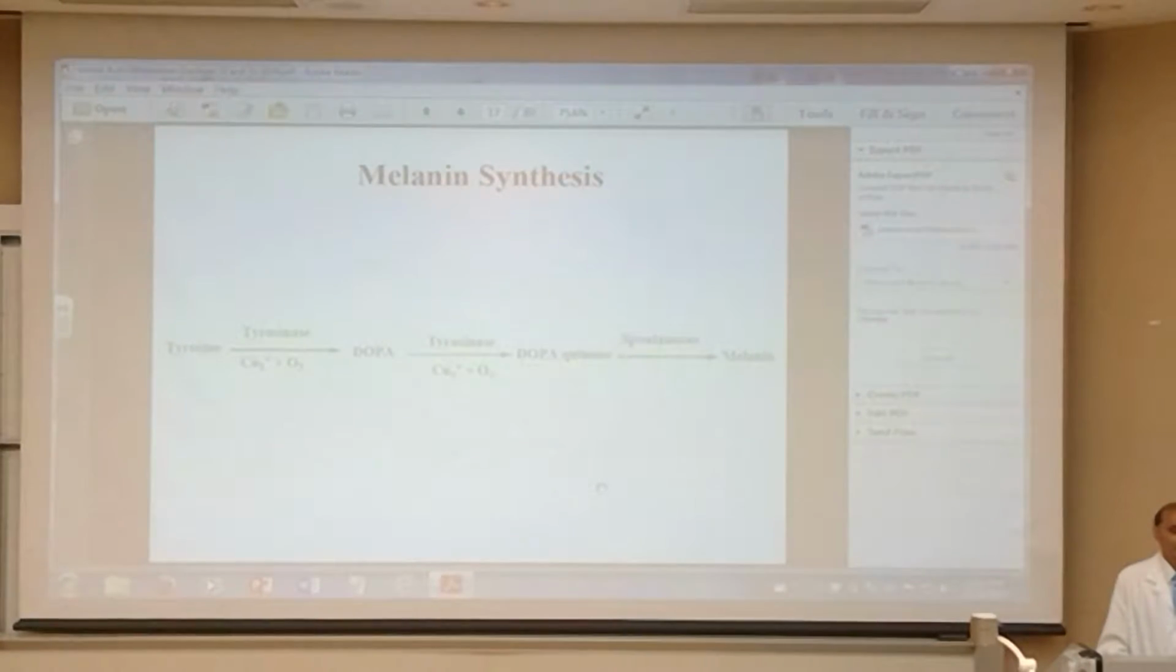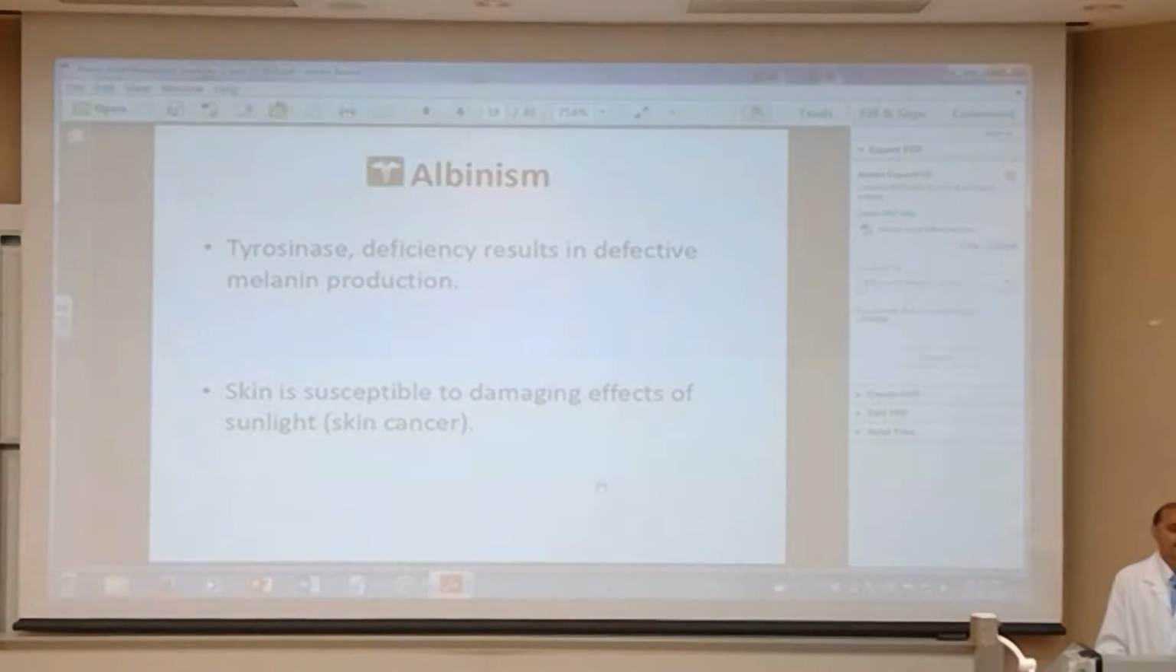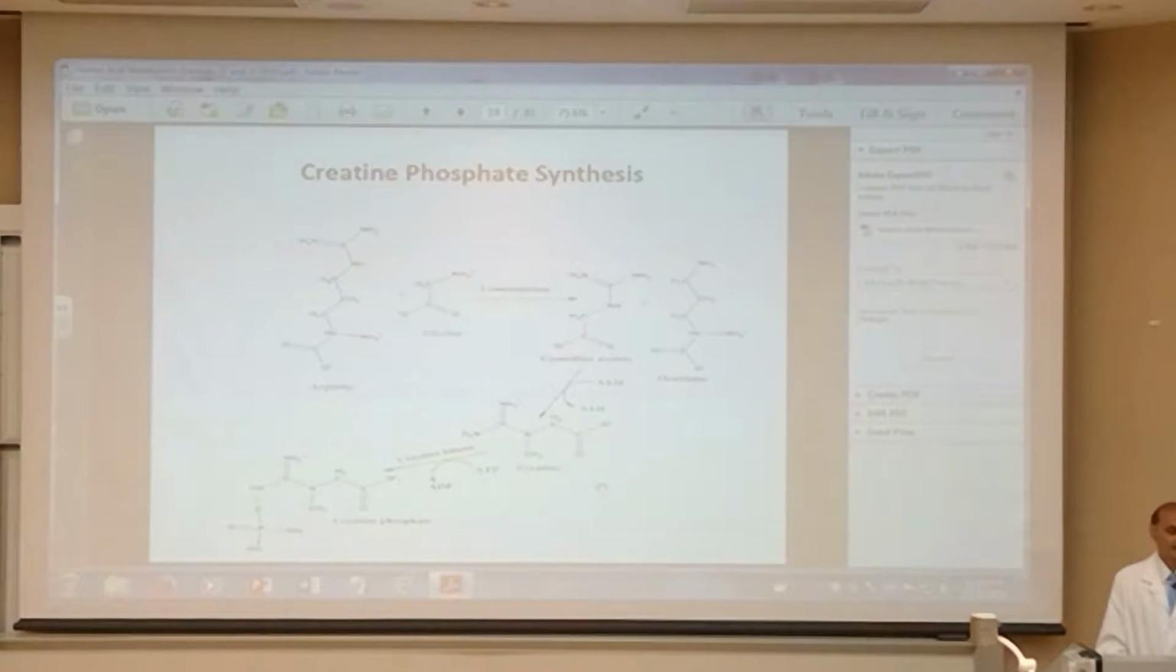Melanin synthesis, all the way from tyrosine to melanin. The enzyme is tyrosinase. It's a copper-containing, copper-requiring enzyme that uses molecular oxygen, leading to dopamine and melanin. That all happens non-enzymatically, and skin is the issue. Albinism, tyrosinase deficiency: the skin is susceptible to UV rays, and it can lead to skin cancer.